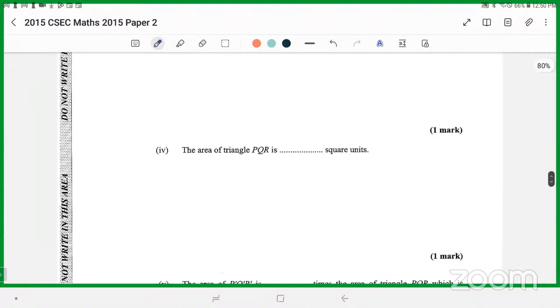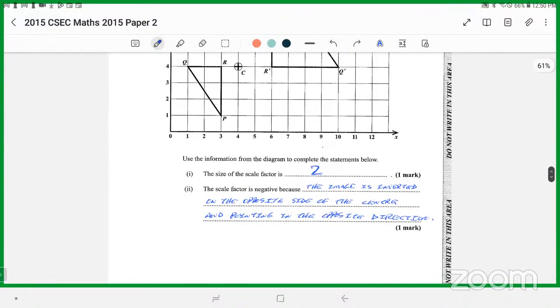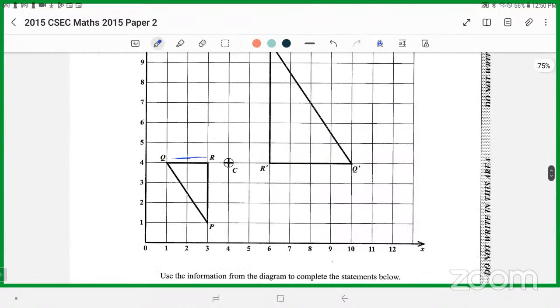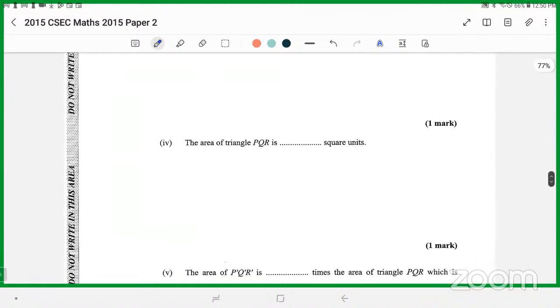Next part says, the area of triangle PQR is how many square units? So we're going to look at the triangle and see what the area is, right? Let's see. This is the base, this is the height. The base is 2, the height is 3, half base times height, right? So it is equal to 3 square units. Why? Because it's half the base of 2 times the height of 3, which is equal to 3. That's what we get.